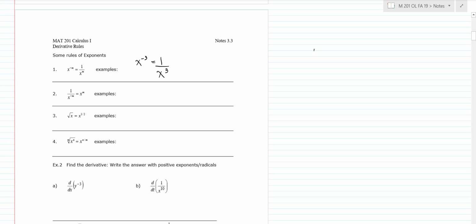If you had something like x to the fourth over x to the second, that would be x times x times x times x over x times x. Two things cross out, and you get x to the second. So it looks like all you have to do is subtract the bottom exponent from the top exponent to get the answer. That's always going to work out that way.